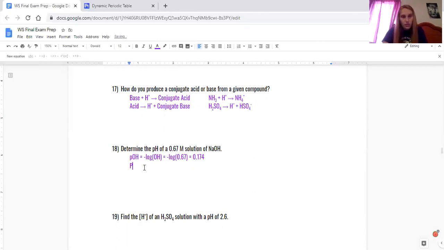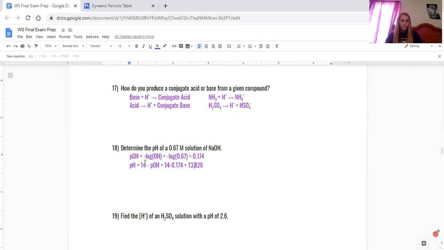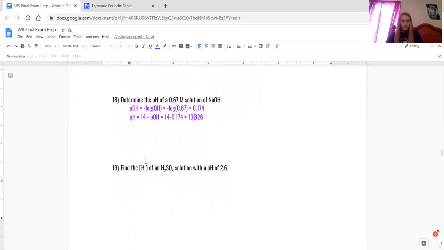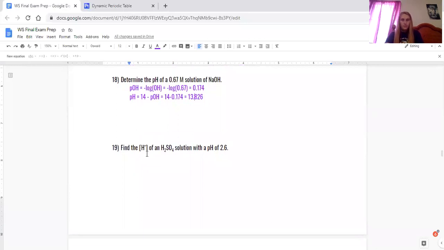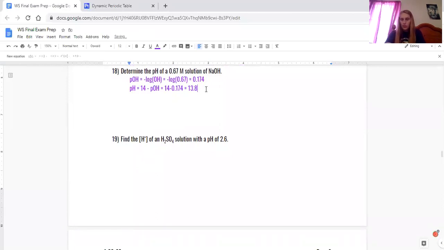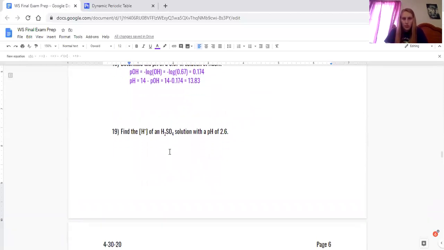So now to find pH, we can do 14 minus pOH. So we can do 14 minus 0.174, which is going to equal 13.826. And there you go. I believe we should actually truncate that to fewer decimal places. I'm thinking the rule with logs is, since we took a log of something with 2 sig figs, we need to have that many decimal places. Could be remembering that backwards, but I think that's how that works.